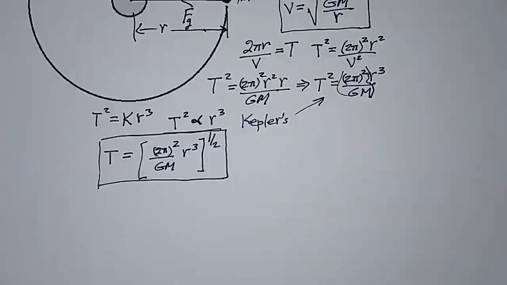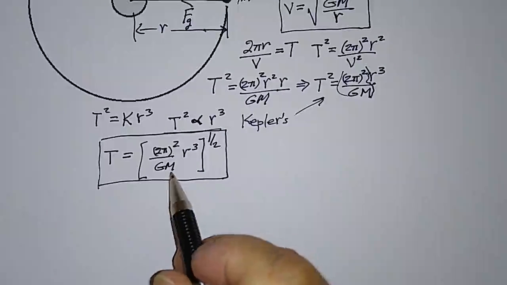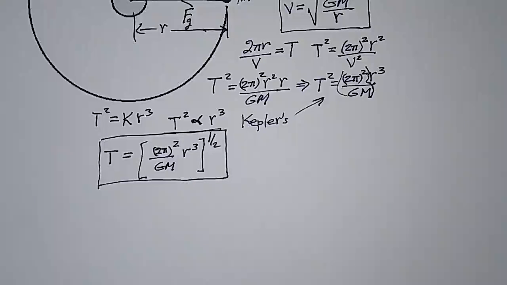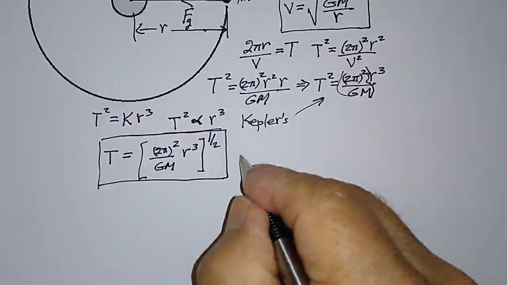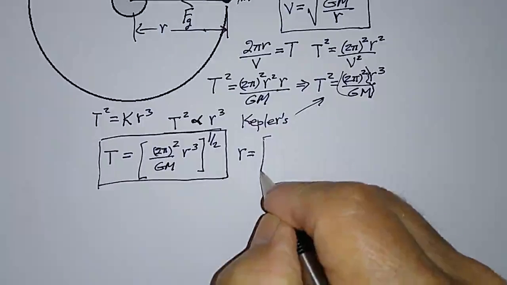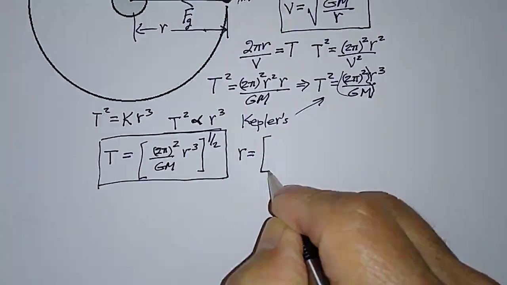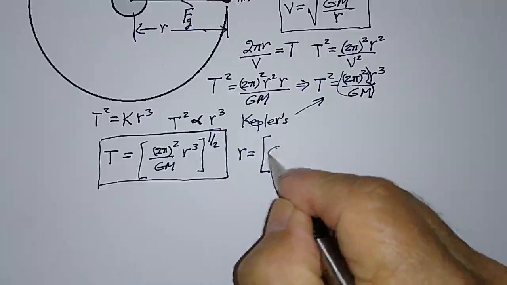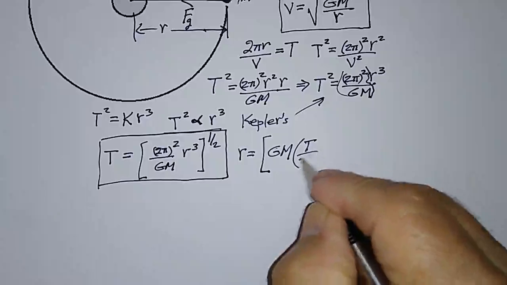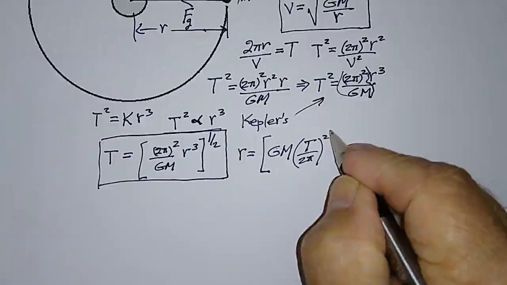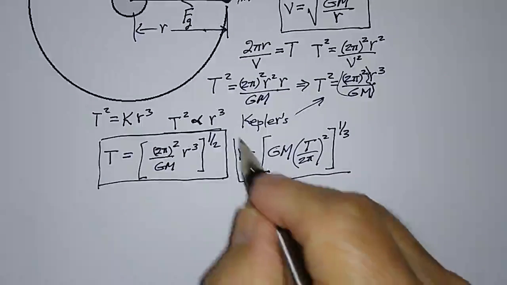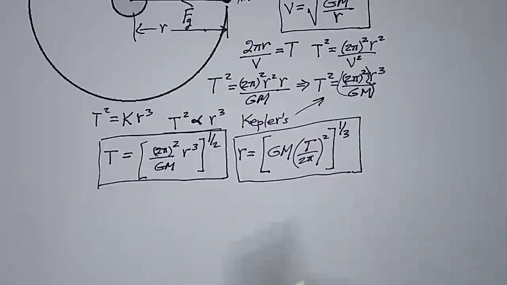Now you can also solve this equation for the various quantities if you know the others. For example, solving this one for r, you get that r is equal to G times M times T over 2π squared, the cube root of all of that. That's another form of this equation.